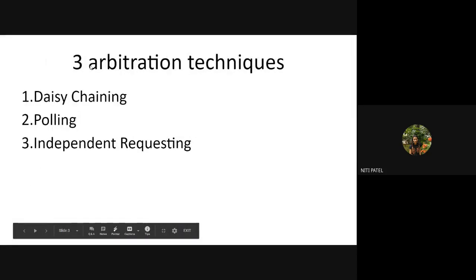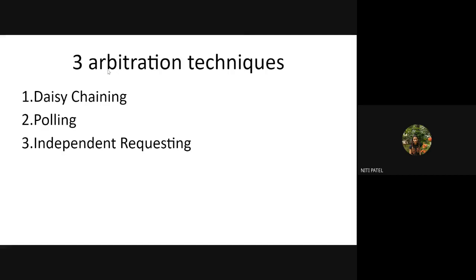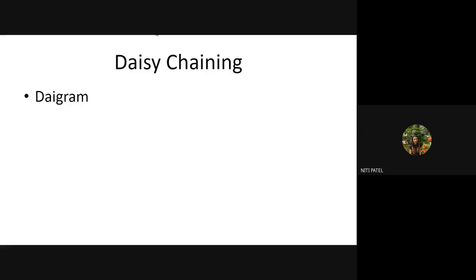We have three different bus arbitration techniques. First is daisy chaining, second is polling, and third is independent requesting. That means how the computer system requests the buses and how they get the buses depends on these three techniques. Either the system uses the concept of daisy chaining for requesting and taking the bus, or they make use of a concept called polling for asking for the buses and taking the buses, or they may use a concept called independent requesting. So let us first see the concept of daisy chaining.